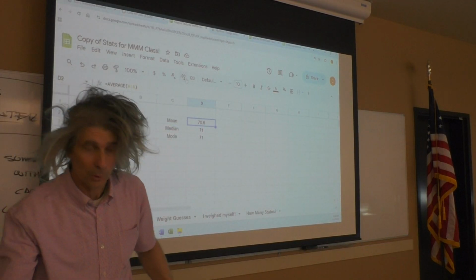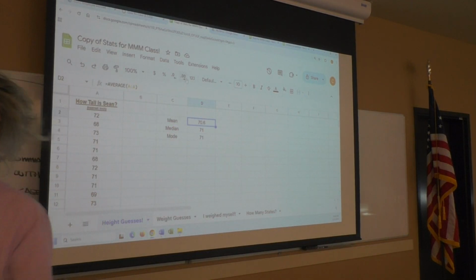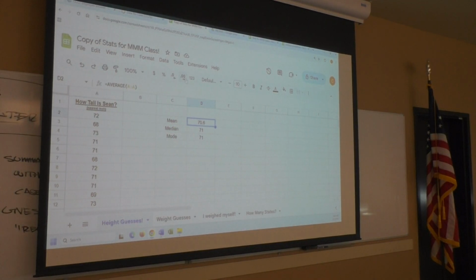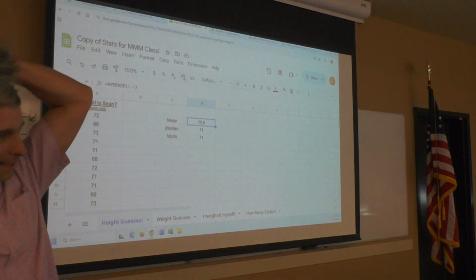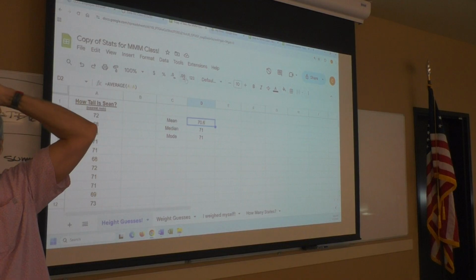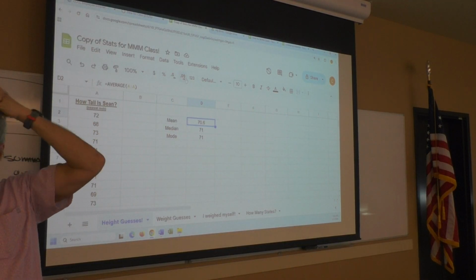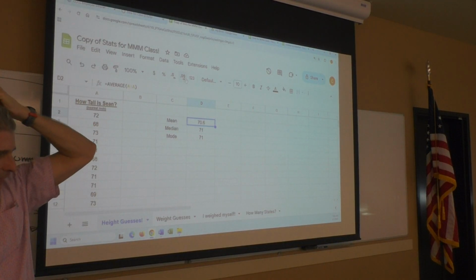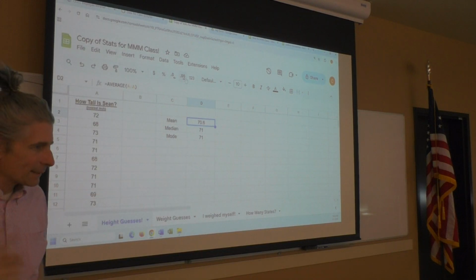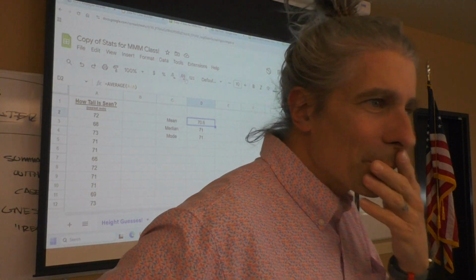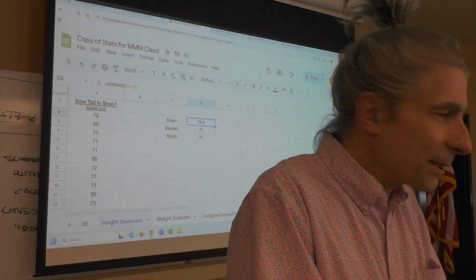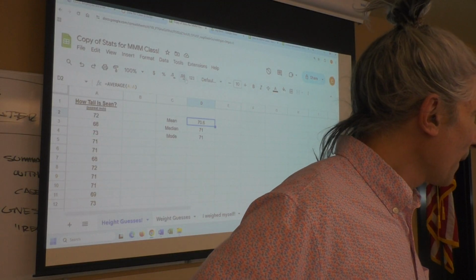That's why I buy the crafting tools. 70.5. You guessed 70.6. You badasses. And you median 71, which is basically that. And you moded 71, which is basically that. So unlike the lollipops, your data here created 3 center measures that are all basically the same.